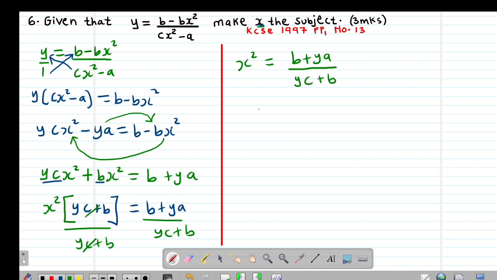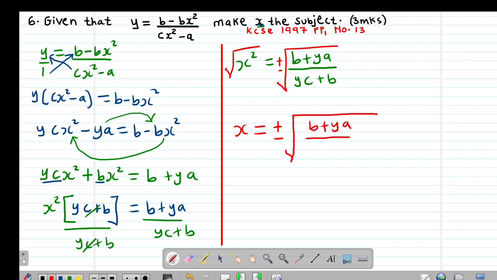of course plus b. So if I want to get the value of x, I'm going to find square roots on both sides. So I square root this side, I also square root the right hand side. Then the square root is a plus or minus. It means that the value of x will actually be given by plus or minus the square root of b plus ya, then the whole thing divided by yc, then of course plus b. So this will be x in terms of b, y, a, and c.